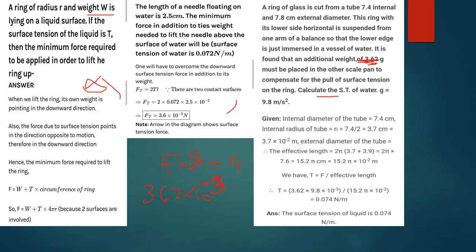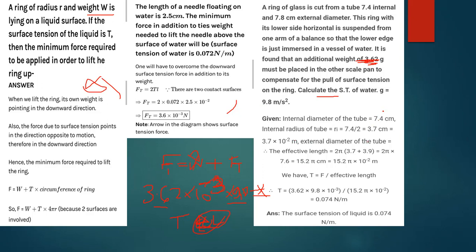Kwa tumepewa 3.62 grams, kwa inakuwa 3.62 times 10 power negative 3 kilograms times g ambayo ni 9.8 times the, okay, ni mass times gravity, so mg ni sawa na surface tension force, ambapo surface tension force tumesema ni tension, surface tension times the effective length, okay, times the effective length. So the effective length for this case, okay.